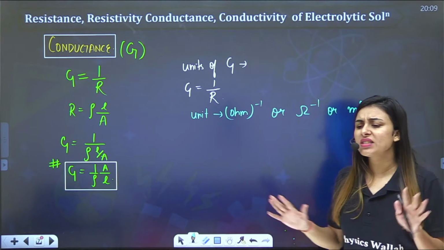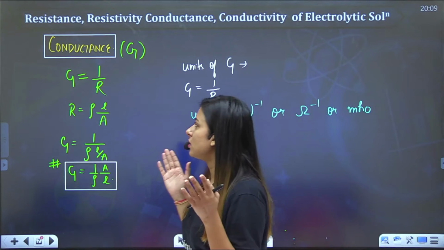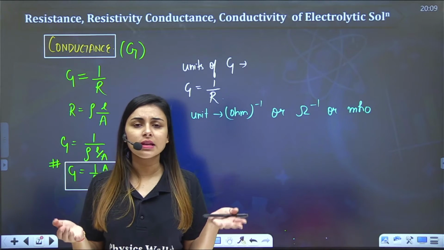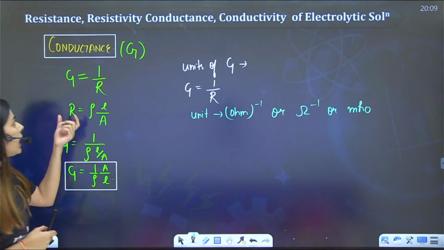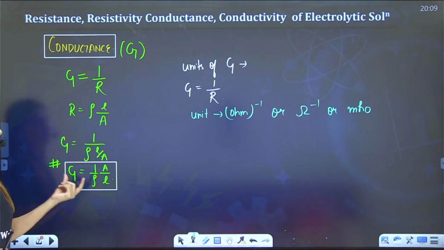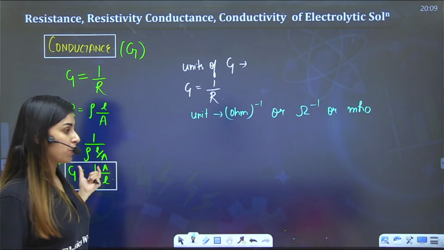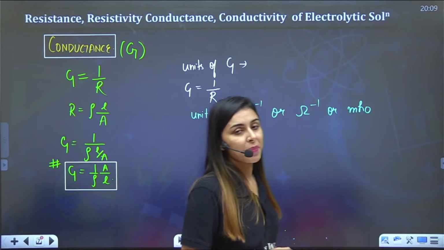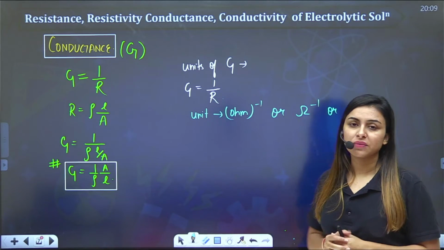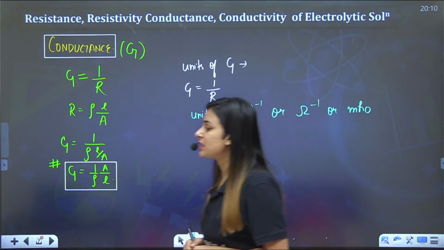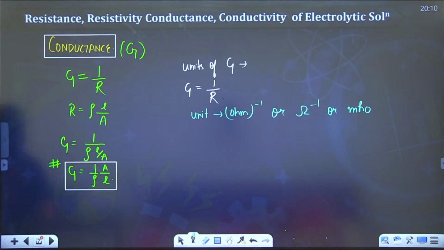Okay, so you just need to memorize one thing, that conductance is the reciprocal of resistance, right? Yes, and R is equal to rho L upon A. You just need to incorporate it and solve the questions. Okay, so this is the basic thing about conductance. If you want to write it, just pause the video, write it, and then we'll move forward. Okay, perfect. Let's move forward, my dear students.